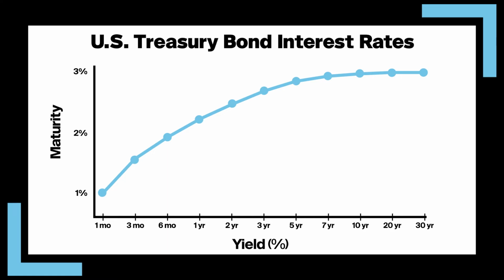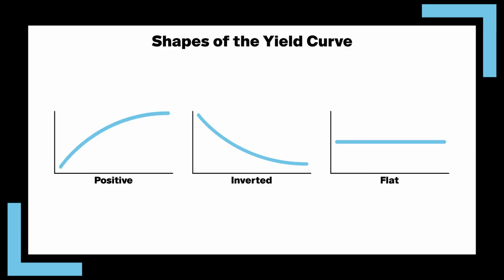To calculate the yield curve, simply plot a variety of bond maturity dates against their yields. In this case, we'll use 3-month, 2, 5, 10, and 30-year maturities. Once you do this, you end up with a curve. The shape of it is very important. There are 3 main shapes of yield curve: upward sloping or positive, flat, and downward sloping or inverted.